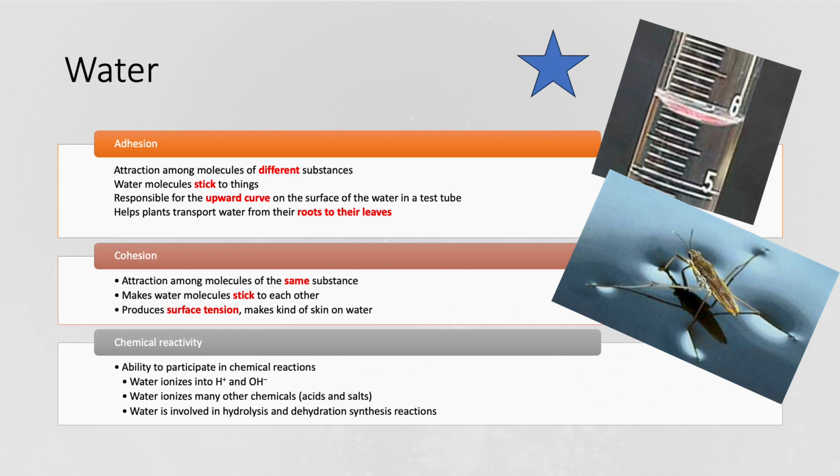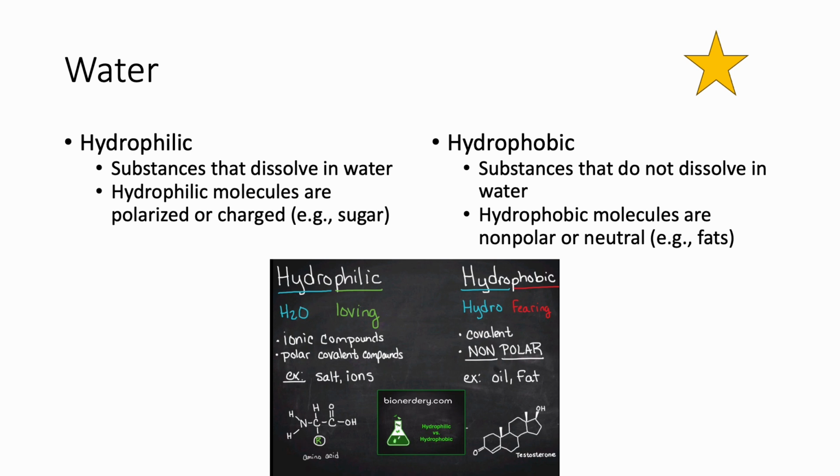And then we also have chemical reactivity, like you saw a second ago, which is the ability of water to be involved in different reactions, like breaking down ionic bonds. Because of water, we also have specific properties like hydrophilic versus hydrophobic. Hydrophilic means substances that are able to dissolve in water. So hydrophilic substances literally love water. Think of anything that is polarized or charged, that is usually hydrophilic. So that is salts and ions, and also sugar.